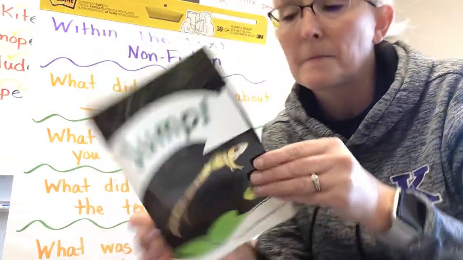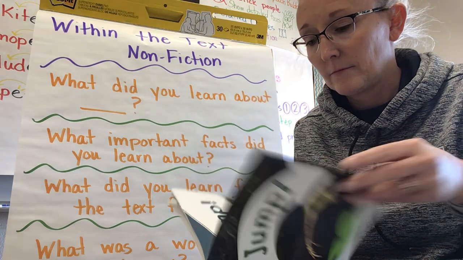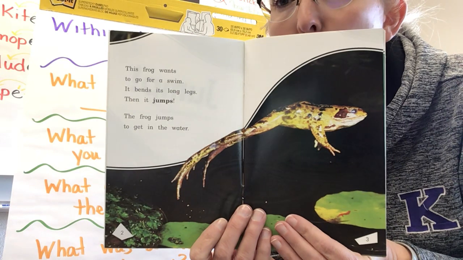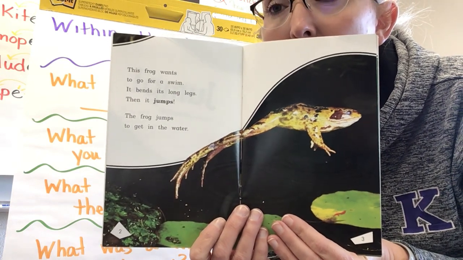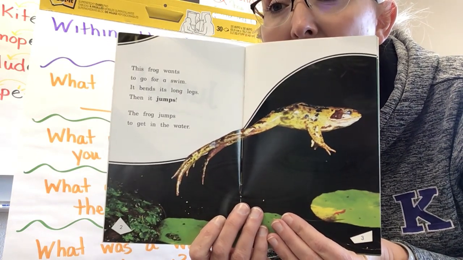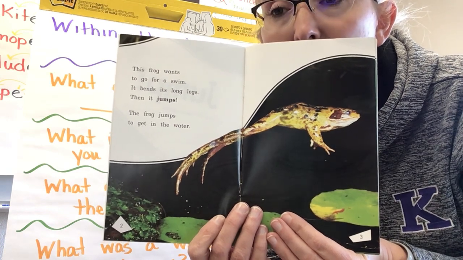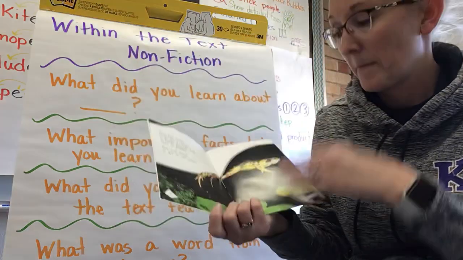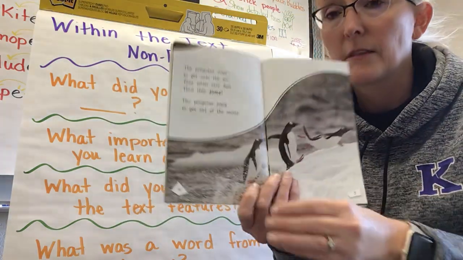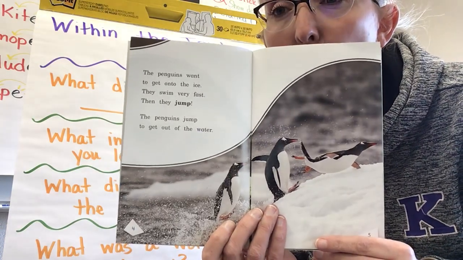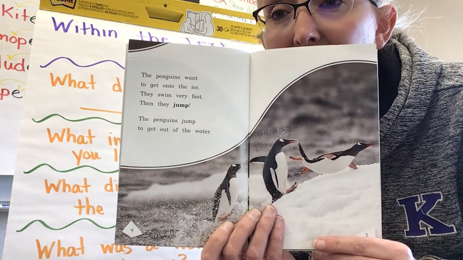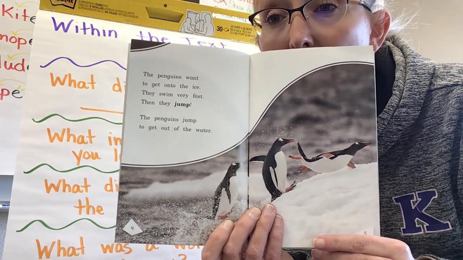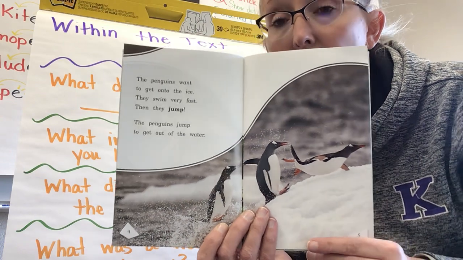Jump. This frog wants to go for a swim. It bends its long legs. Then it jumps. The frog jumps to get in the water. The penguins want to get onto the ice. They swim very fast. Then they jump. The penguins jump to get out of the water.